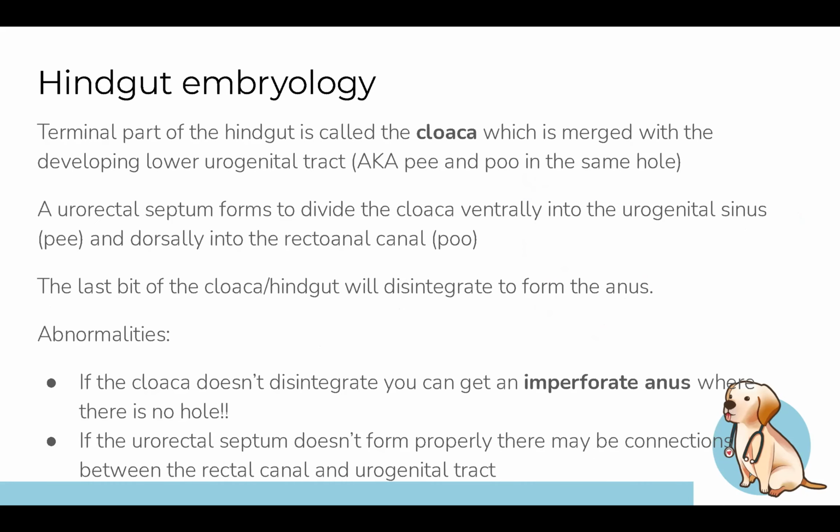Now we move on to hindgut embryology. That's probably the easiest embryology. It's pretty simple. It's my favorite because it's easy. Remember the hindgut is just the last bit of your gut tube. The terminal part is called the cloaca, which is a fancy word meaning that the pee and the poo came from the same hole. I think some animals like birds have a cloaca, they just do it from the same end. And whilst you're developing, for a period of time, there's a bit of a cloaca.